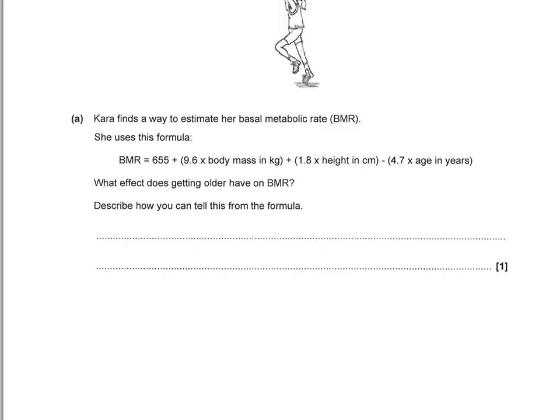So you say getting older reduces the BMR, and you can tell this because the part of the formula involving age is given a negative value. So you take away the bit where you multiply by age. So that's going to take away from the BMR. So that's your answer.